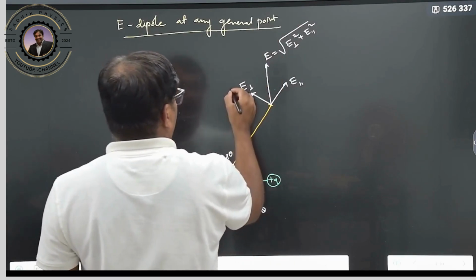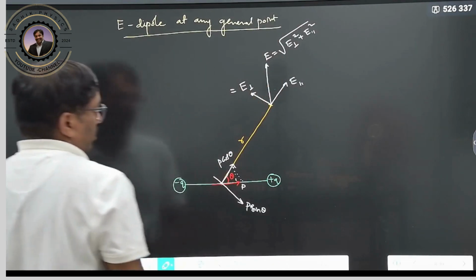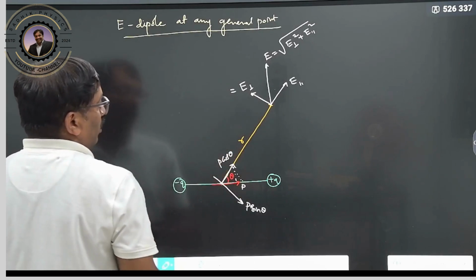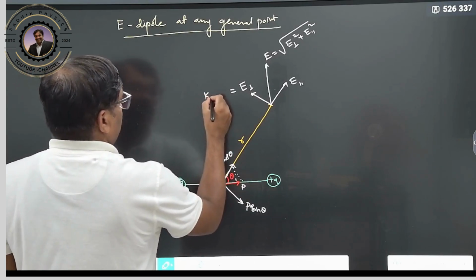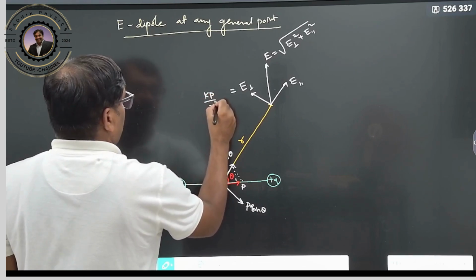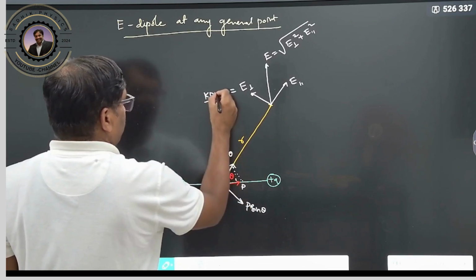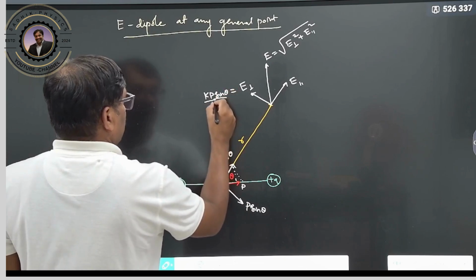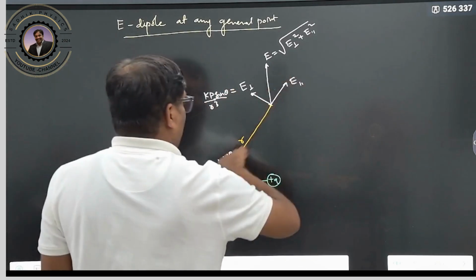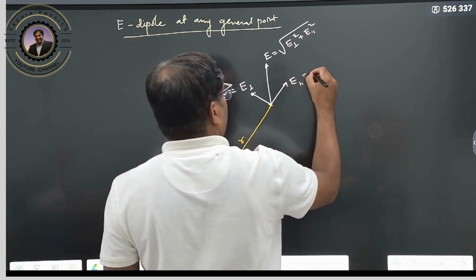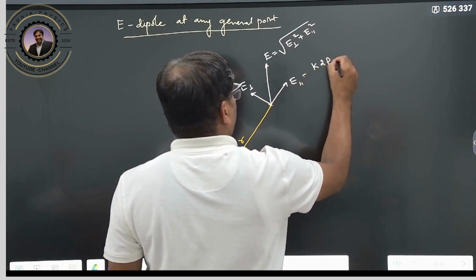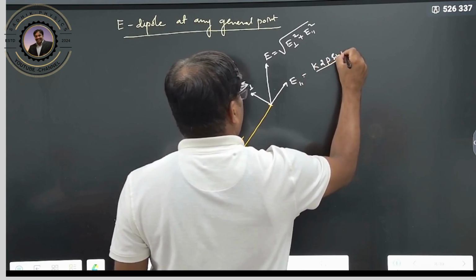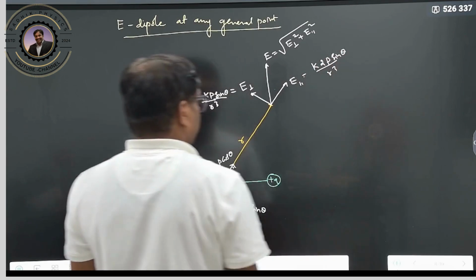What is E perpendicular now? Perpendicular means equatorial line, so what can you write? K into P by R cube, where P is P sin theta. And E parallel is along the axial line, so you can write K into 2P cos theta by R cube.